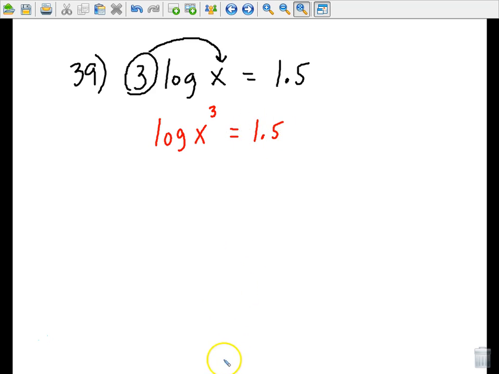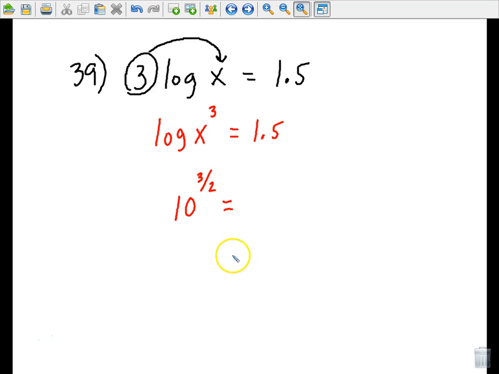Okay, so Jordan, can you give me the exponential equation? Well, exponential equations don't have log. It'll be some number raised to a power equals another number. So what's the base? What's the base of the log? Okay, so the base of the exponent will be 10. What will the exponent for 10 be? Okay, and he said 1.5. He's correct. I'm just going to write it as 3 over 2.